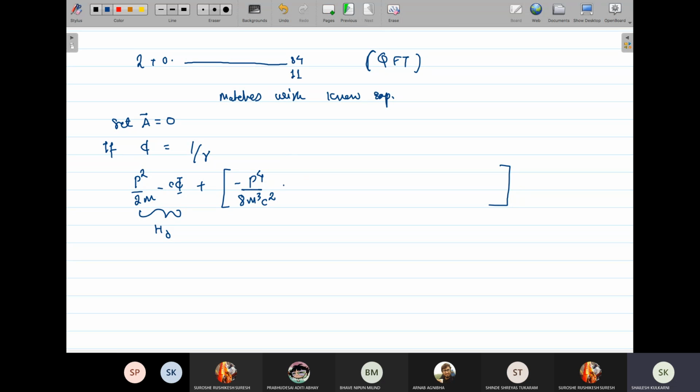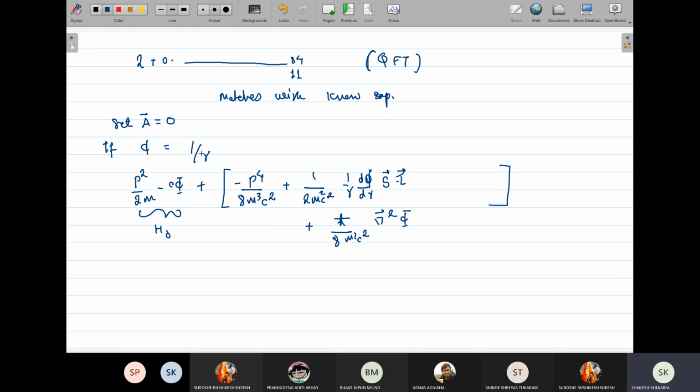Then I will get some constant, that is 1 over 2 m square c square, into 1 over r dV by dr. dV by dr is d phi by dr, and the S dot L term. Then I will get plus h cross divided by 8 m square c square, the Laplacian of phi. These are the corrections which we are going to get.